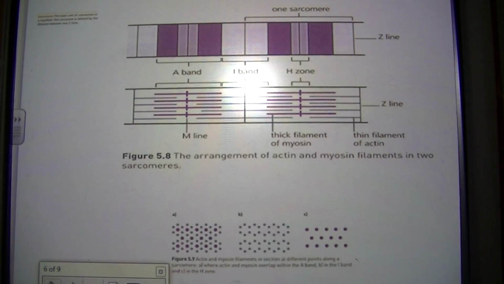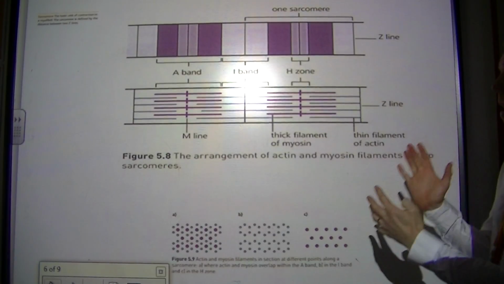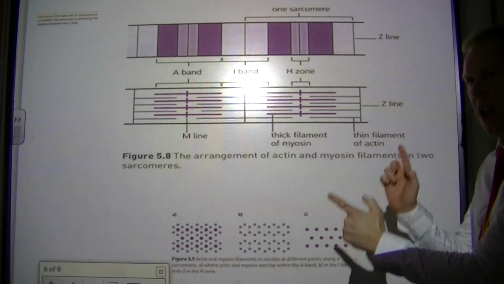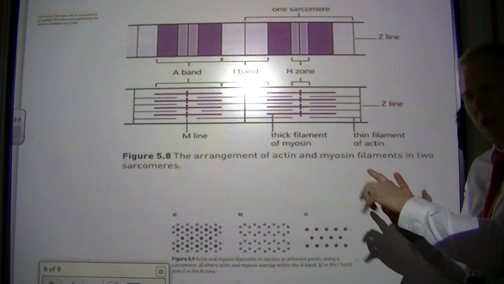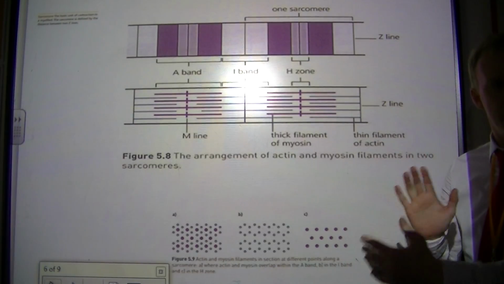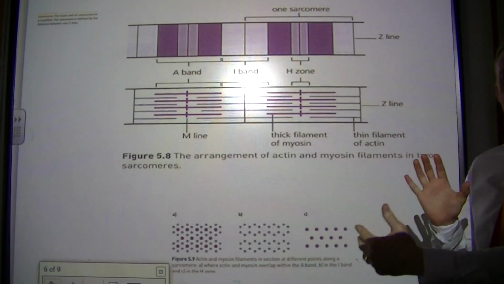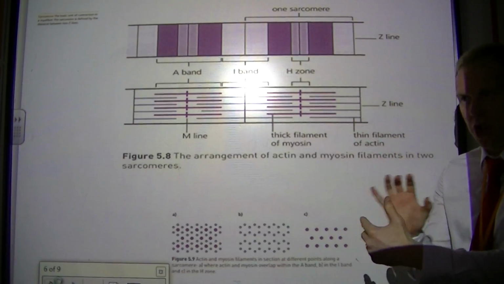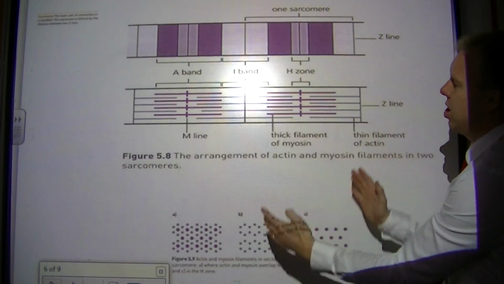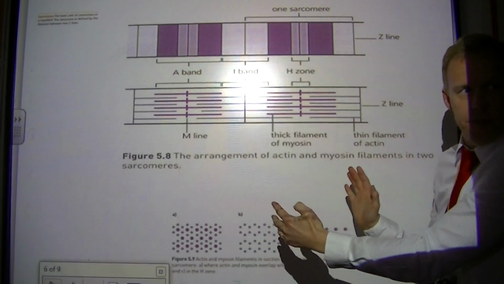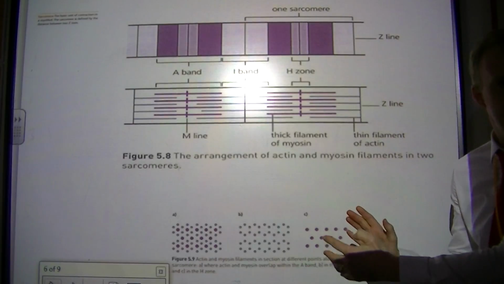Right. So we're going to talk about the sliding filament theory in this section, okay? And before I do that, I just want to go on about the banding that you see in a sarcomere. A lot of the exam questions will focus on this banding, and they'll try to ask you to explain how that will change during contraction, all right?